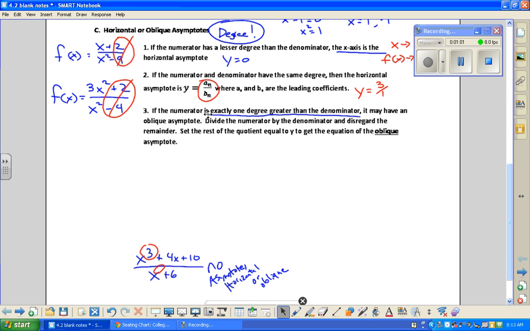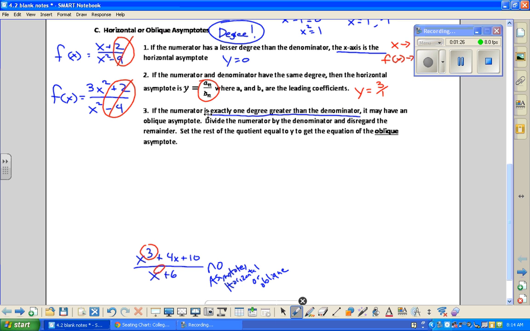We would still have a vertical one at -6, but that's just because the function's undefined. These other ones are talking about the function approaching some value. And when this is more than 1 degree greater, it's not really going to approach anything. It's just going to grow unbound, because this is growing too fast for this to strain.